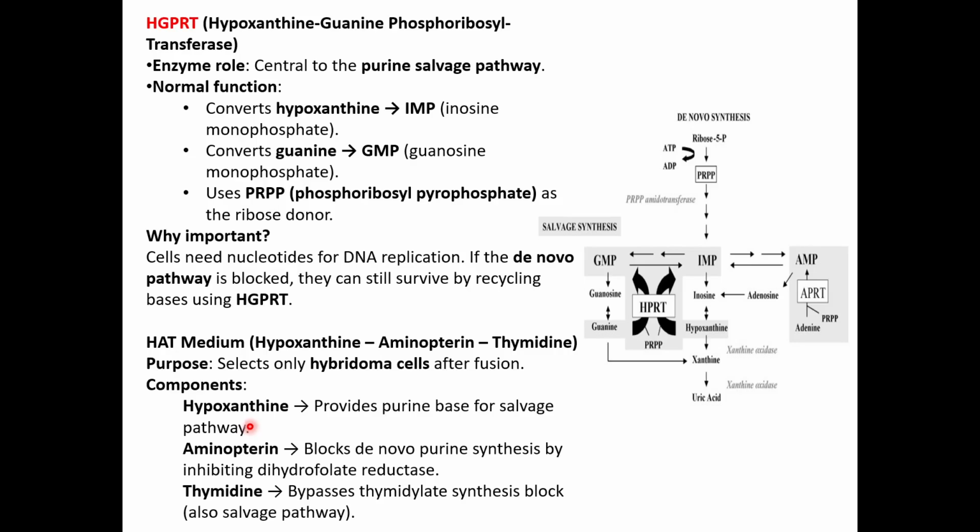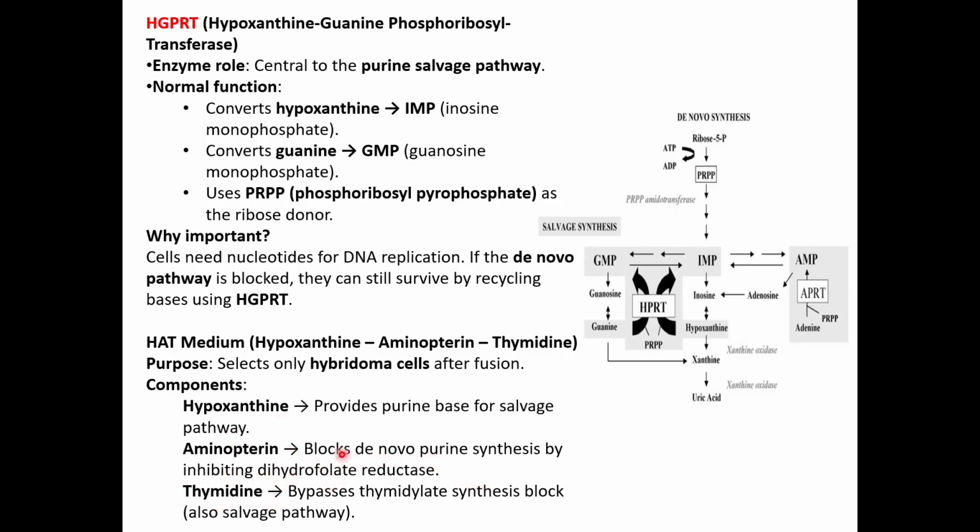So the components of HAT medium are hypoxanthine, which provides the purine base for the salvage pathway, aminopterin, which blocks the de novo synthesis of purines by inhibiting dihydrofolate reductase. Then we have thymidine, which bypasses the thymidylate synthesis block, which is also part of the salvage pathway. So basically, first we block the de novo synthesis, and then we have the hypoxanthine and thymidine, which provide purine for the salvage pathway, and this bypasses the thymidylate synthesis block.